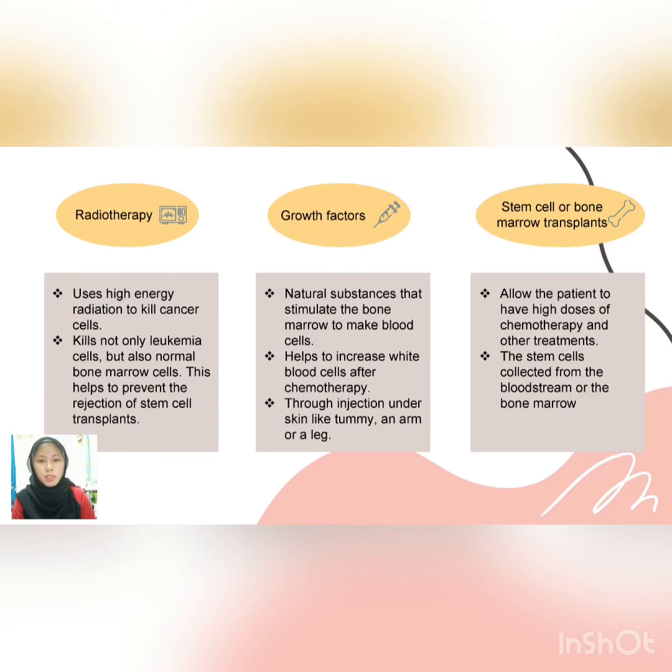Growth factors. Growth factors are natural substances that stimulate the bone marrow to make blood cells. They help to increase the white blood cells after chemotherapy. They are given through injection, like under the skin, in the tummy, arm or leg.